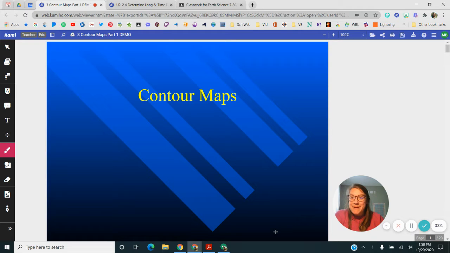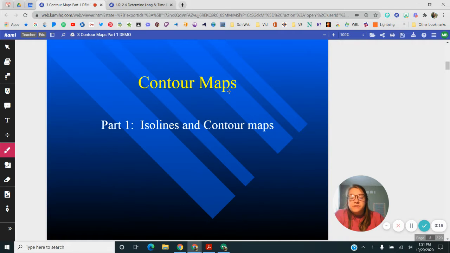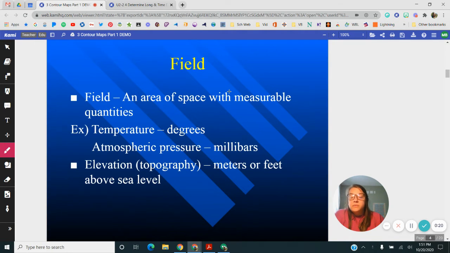Okay, contour maps. I broke this lesson down into 4 parts because usually it was one whole and we would work from it in sections anyway. So this is part 1 of contour maps. What we're going to do today is isolines and the contour maps. What you need to know right now is what a field is.